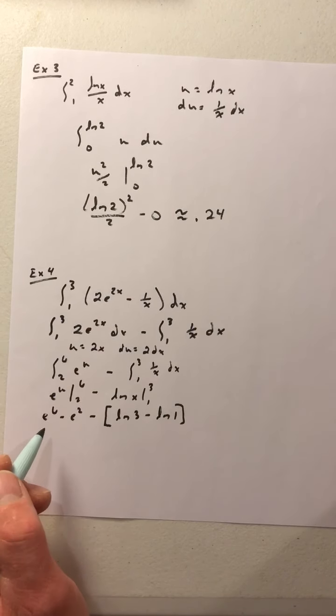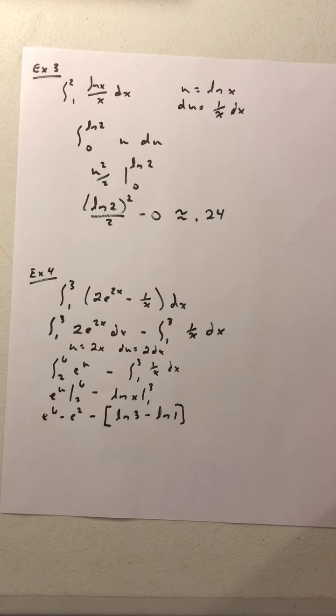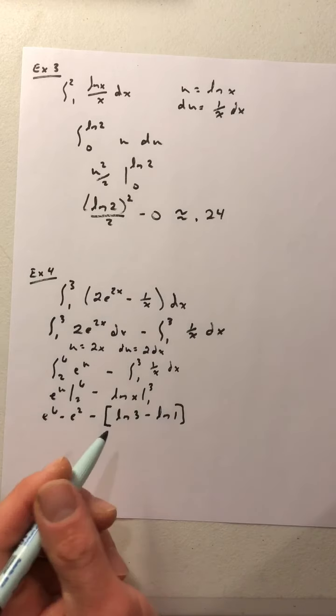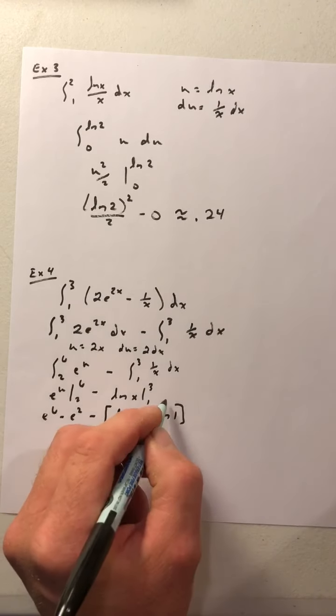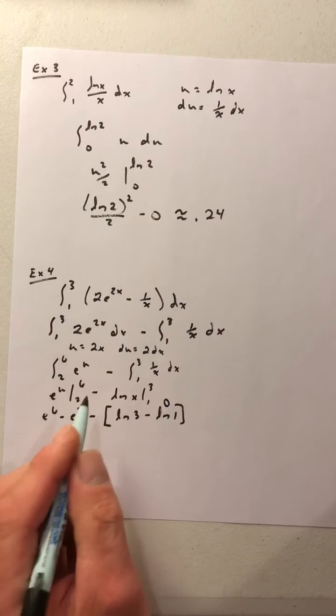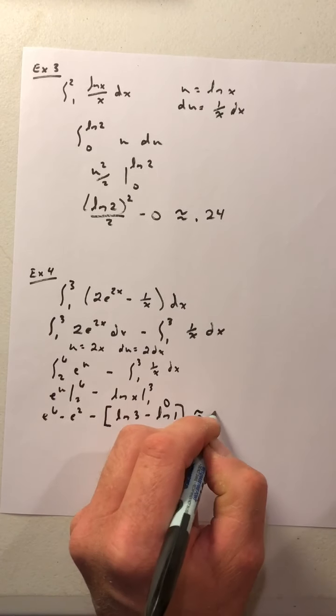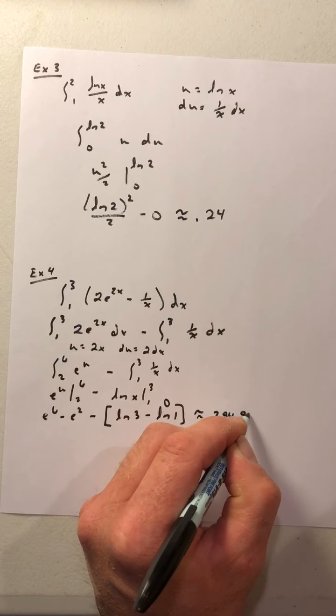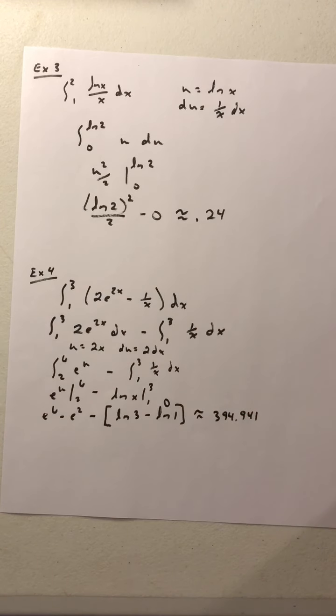So now I can go ahead and throw this into the calculator if you want the exact value. So I have e to the 6th minus e to the 2nd. And from that I'm going to subtract the natural log of 3. And then remember the natural log of 1 is just 0, so we don't have to really worry about that. So this gives us an approximate value of 394.941. And that's going to conclude our integration with e's and natural logs.